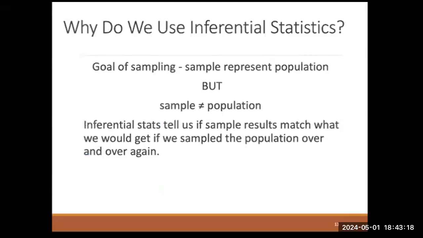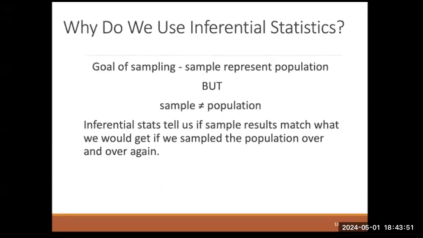So why do we use inferential statistics? Well, the goal of sampling is, first of all, it's very, very difficult, if not impossible, to get every single member of a population to participate in a study. So what we want to do is collect a sample that represents the population as much as possible. But we know that the sample does not equal the population. Even by just looking at sampling error, we know it's not going to be the same.